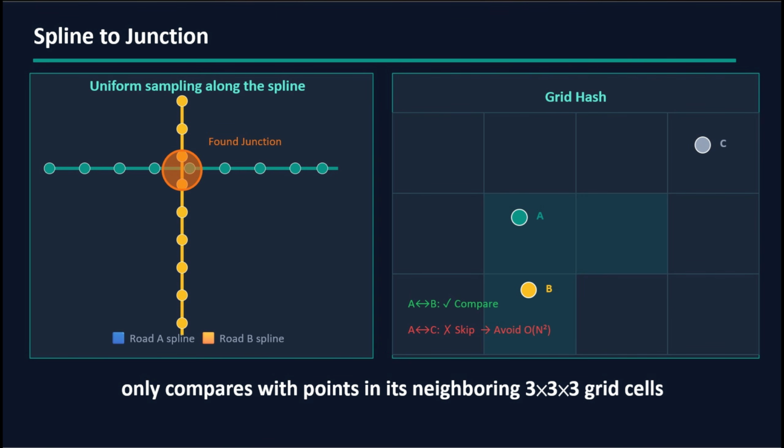We divide the world into a grid. Each point only compares with points in its neighbor cells. So point A and point B are in nearby cells. We will just compare their distance to see if they are a junction. But point C is far away in a different cell, so we just skip it. And that's the whole point. We don't need to check C at all, and we save a lot of time by just skipping points that are obviously too far away.